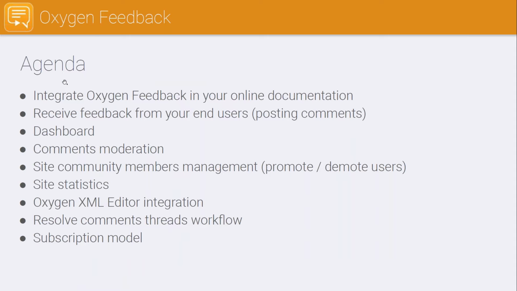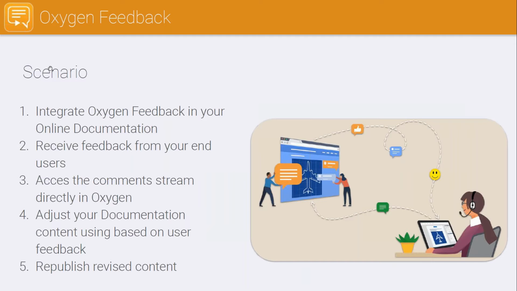This is our agenda for today. I will walk you through the key features of Oxygen Feedback. To do so, we will consider the following scenario. Let's assume that we already have an existing website containing our documentation. First of all, what we want to do is to integrate Oxygen Feedback on this website. This way, we will be able to receive feedback from our end users regarding the online content or our product.